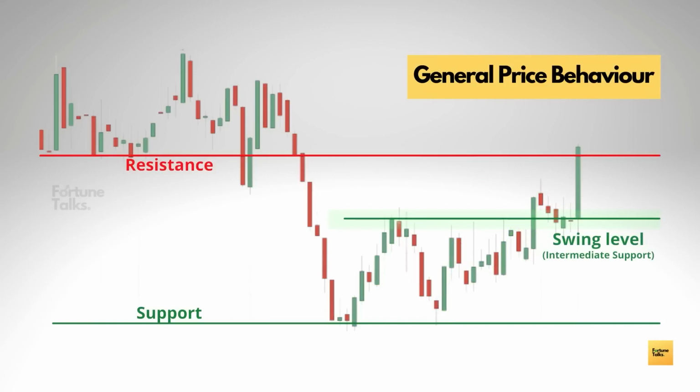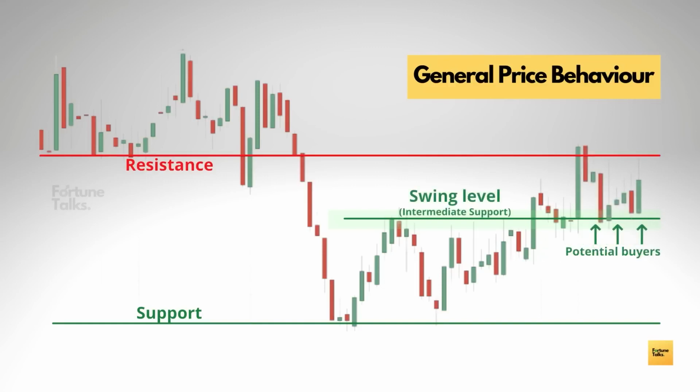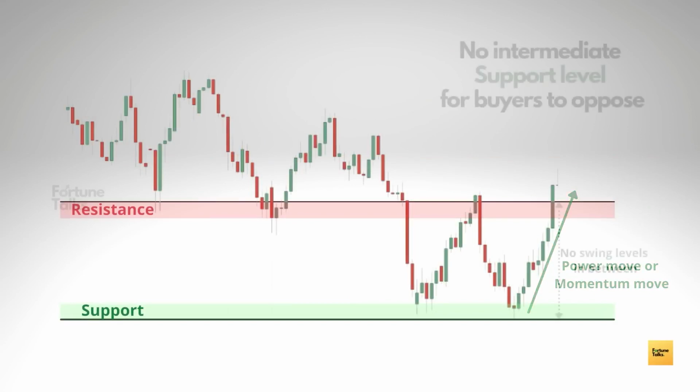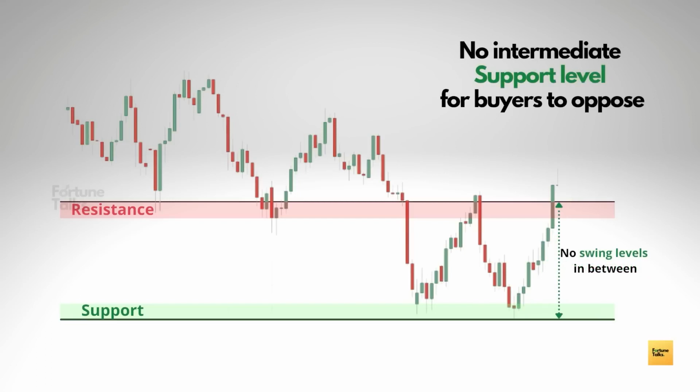What this means is that, for example, take the case of a resistance. If the market were to reverse from the resistance, it would find a floor or support where potential buying pressure could push the price higher. These types of moves are more sustainable because they are a series of higher swing levels along the way to support these higher prices. Now what happens when the market has given a power move into a level? In this case, let's talk about a resistance level. It means that there are no intermediate swing levels to support these higher prices, or no obvious levels for the buyers to come in to oppose the sellers if they sell at the resistance.